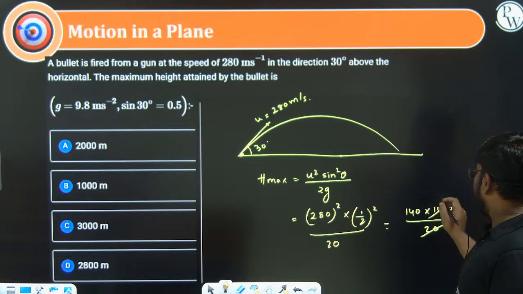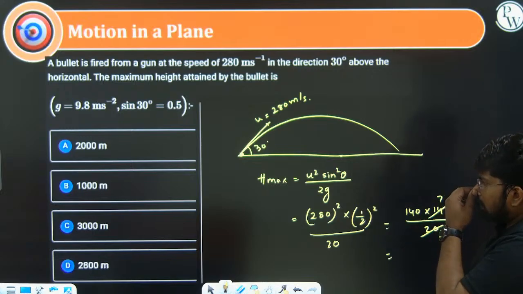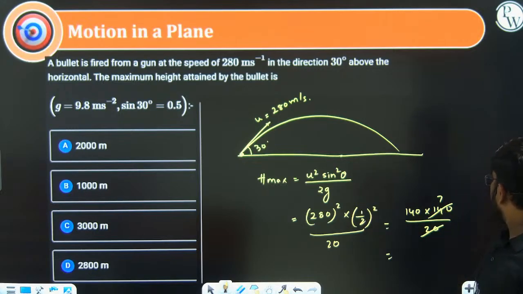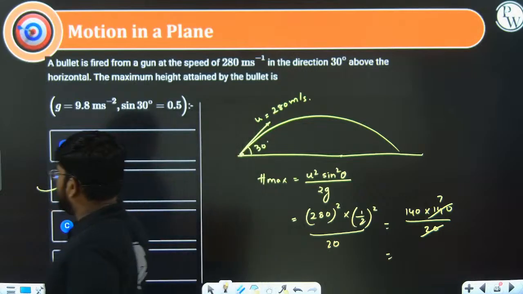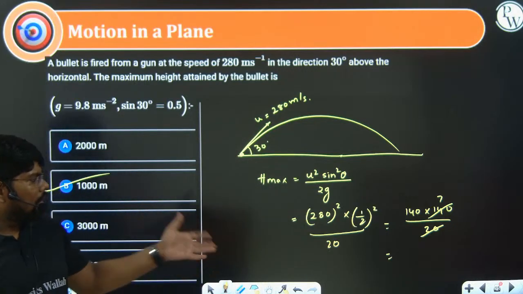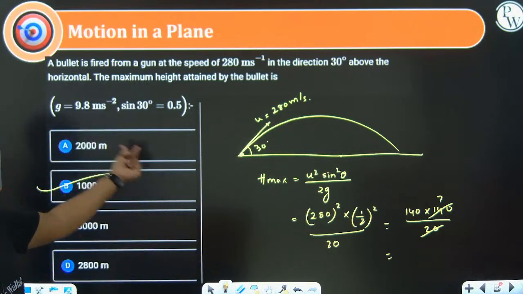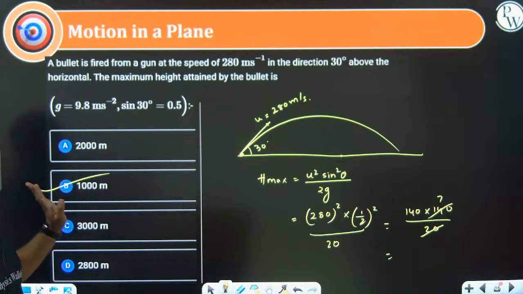I'll take out this 7, so 7, then 7, what is the answer? Nearby, they're saying take g as 9.8. So the nearby answer is 1000. We need not be very calculative here. If you take 9.8, then you'll be getting the answer 1000. Very easy.